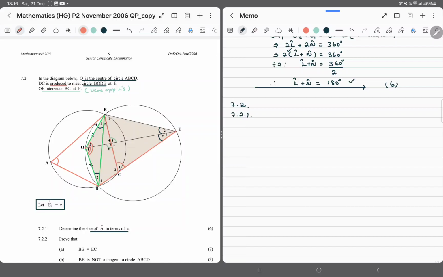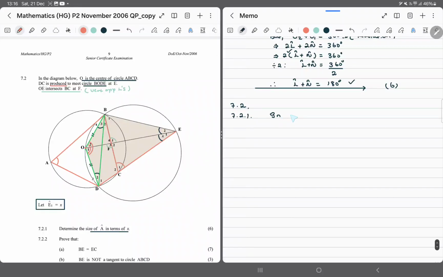Anyway, we are going to start by saying angle B3. We know that the triangle that leads us home is this green triangle. We can start by saying in triangle BOD, we know that angle B3 is equal to angle E1, essentially equal to X. What is that? These are angles in the same segment. We appreciate that this is a cyclic quad.